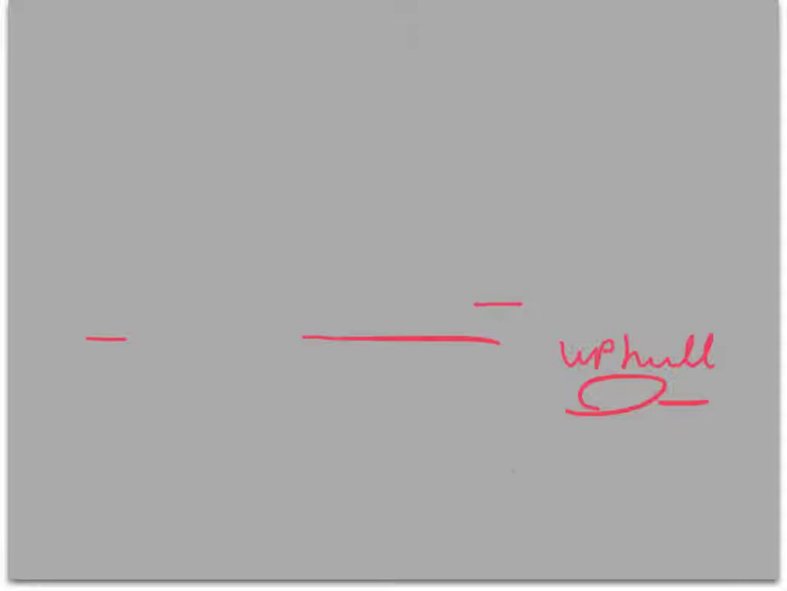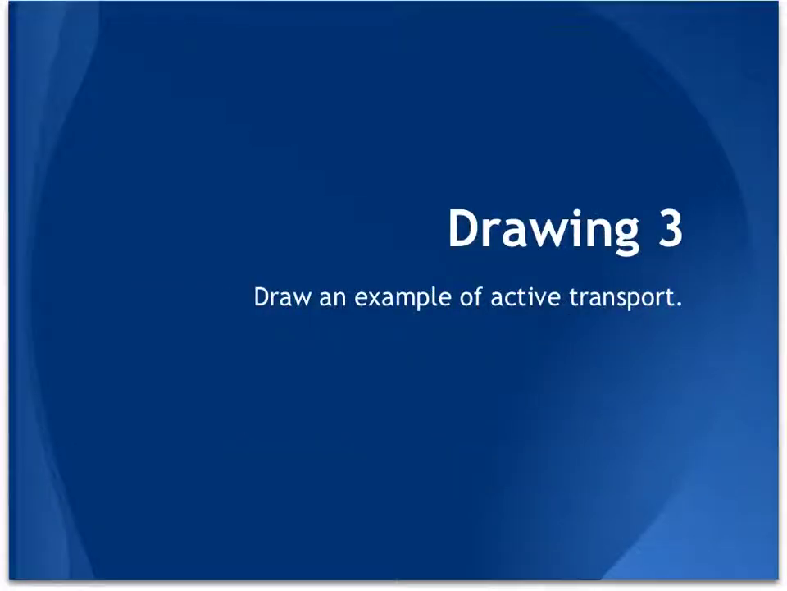Our final drawing asks you to draw an example of active transport. Again, you should have an example of a membrane with an integral protein inserted in it, pumping molecules from a low concentration to a high concentration.